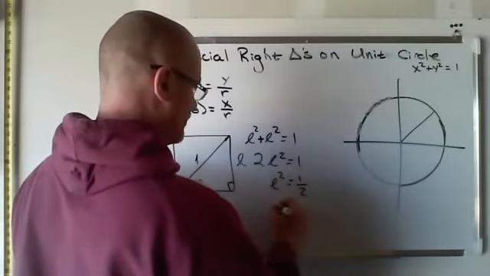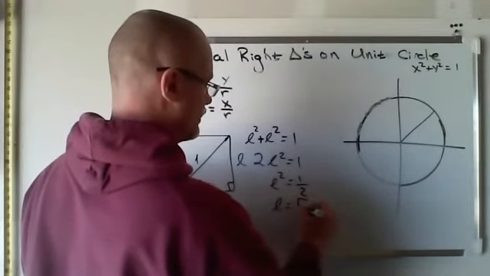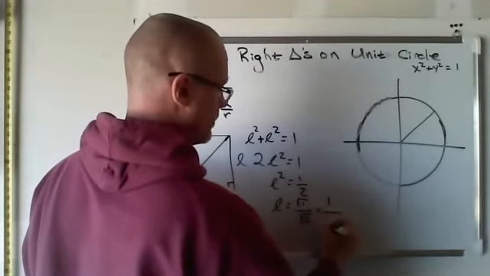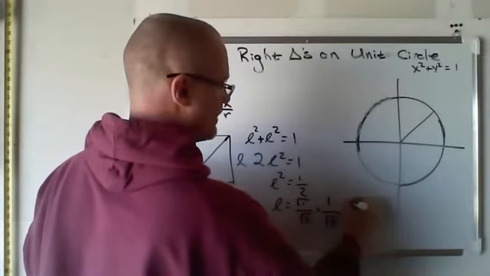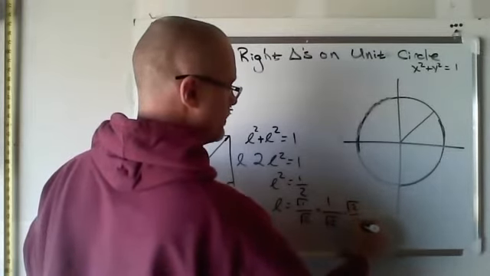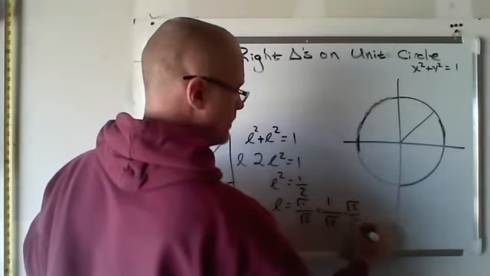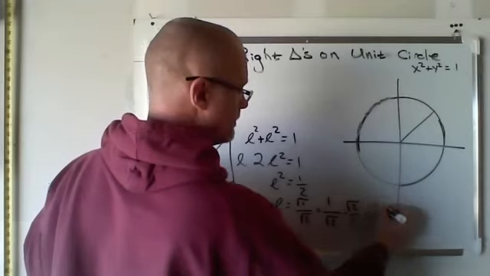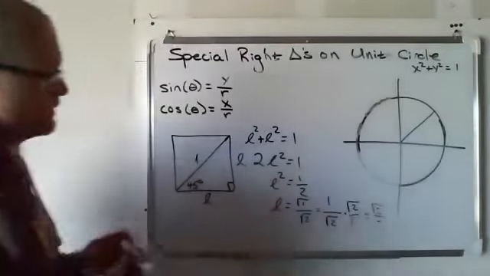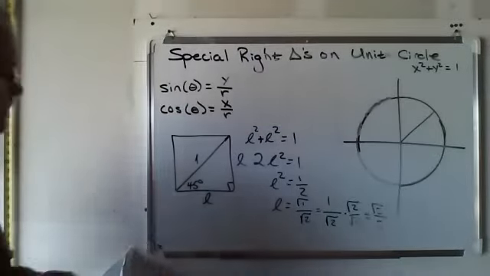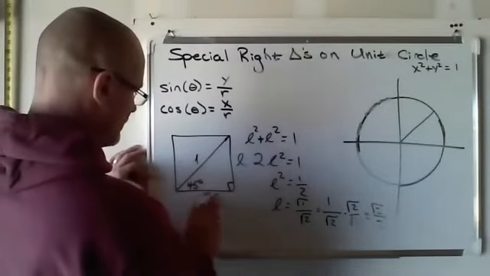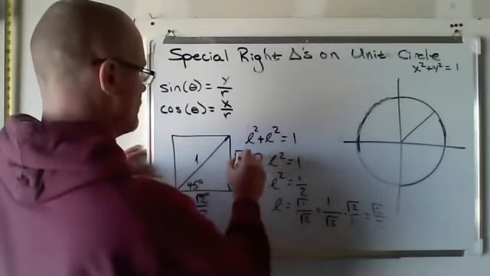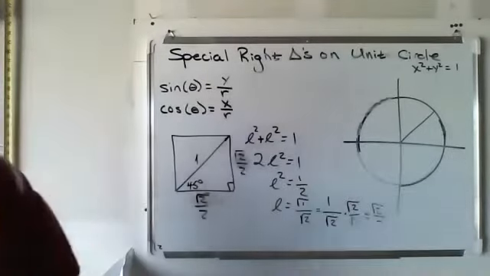And I'm probably boring you with this. So L is equal to the square root of 1 over the square root of 2, which is 1 over the square root of 2. And then we have to rationalize. So square root of 2 over square root of 2, and that's equal to square root of 2 over 2. So this side is going to be square root of 2 over 2, and this side is going to be square root of 2 over 2. And we're set.